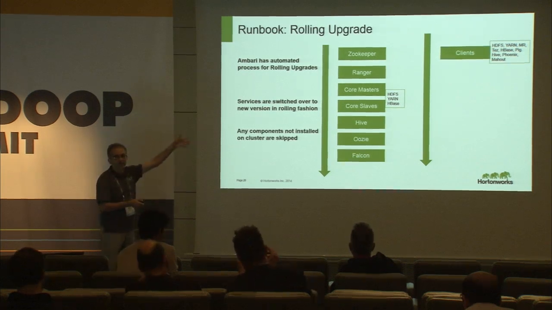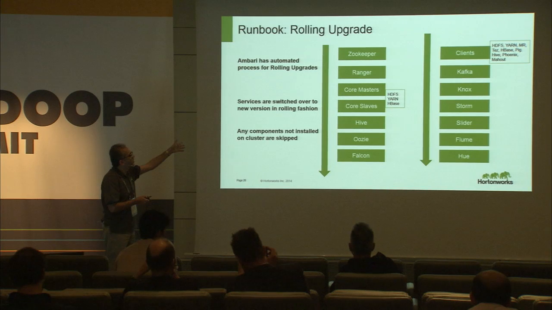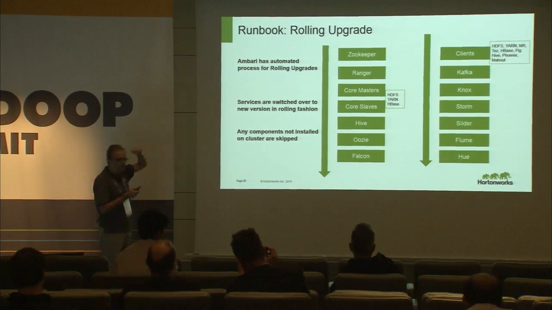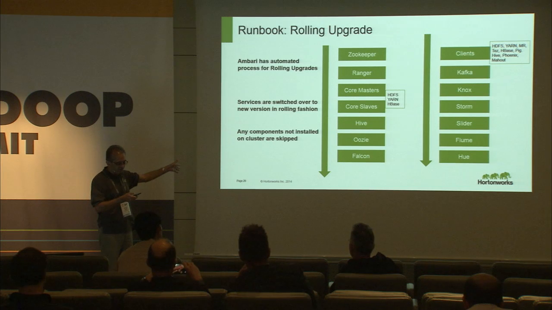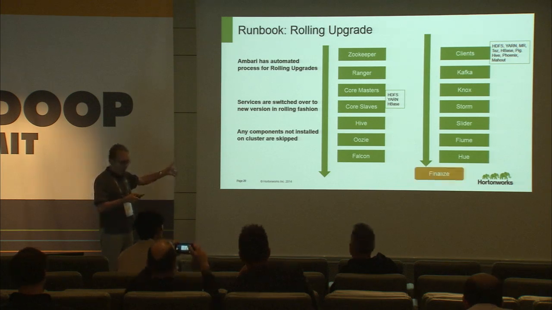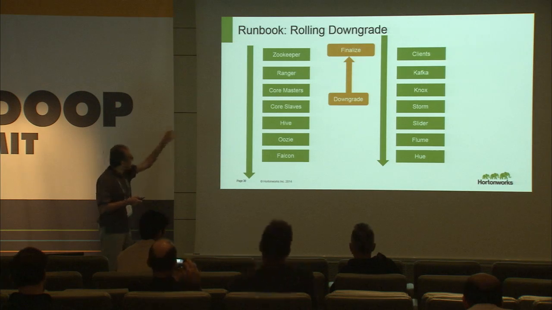After that, you do Hive and Oozie and Falcon, and after that, you do the clients of all of them. We do all the clients together. Then we do what we consider non-core, things that are kind of outside the cluster, though they're not really outside the cluster, like Kafka, Knox, Storm, Slider, Flume, Hue. After you've done all of that, you say, I'm happy, I finalize. If you're not happy, at any point, you can go back and downgrade.